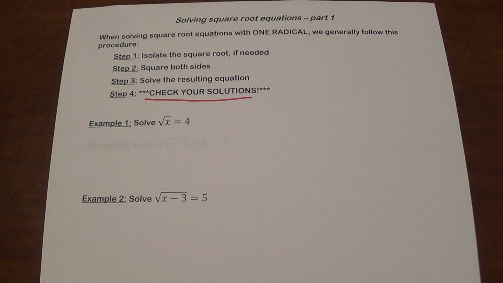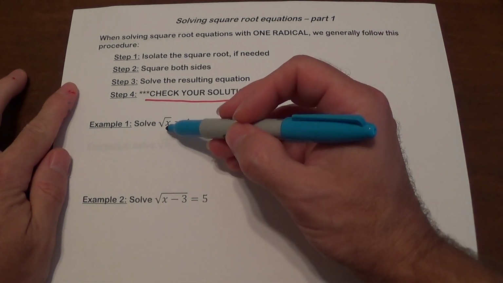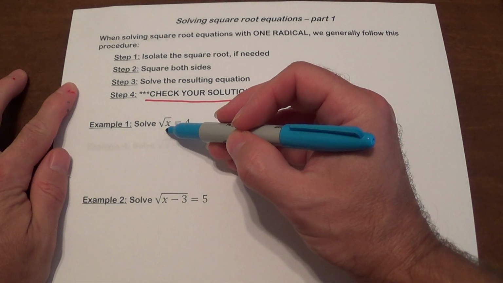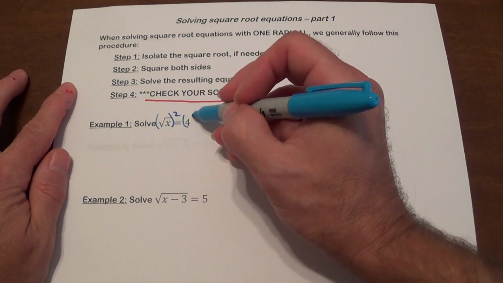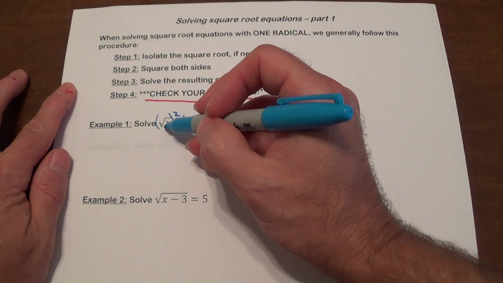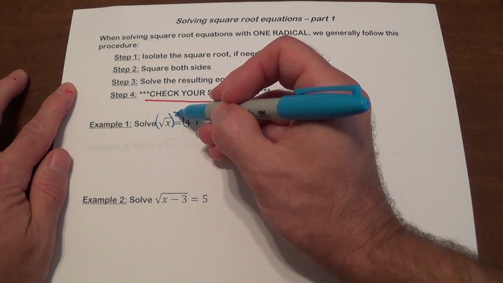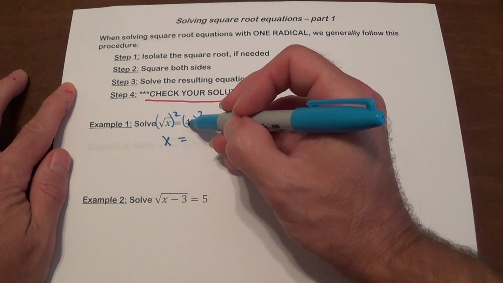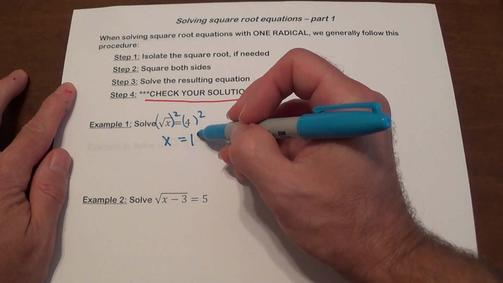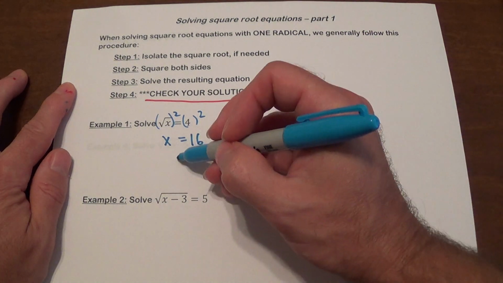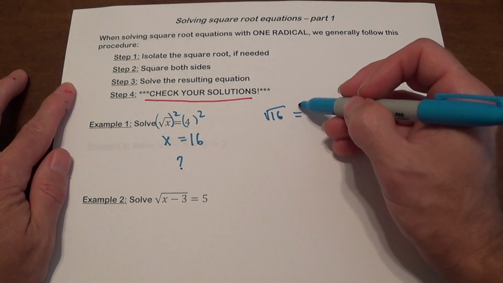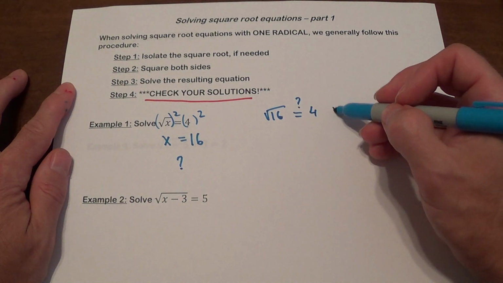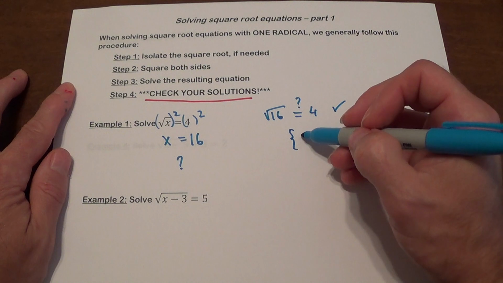Okay, so let's take a look at the first equation. It's already separated. Square root is by itself. So what we do is we square both sides. And that's going to give us square root of x squared is going to give us x. 4 squared is 16. So the question here, is this correct? If you take square root of 16, does that equal 4? The answer is yes. So that is the correct answer.